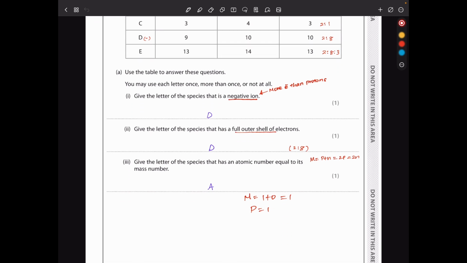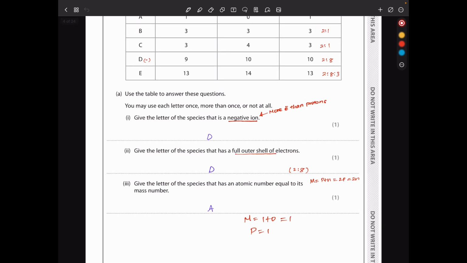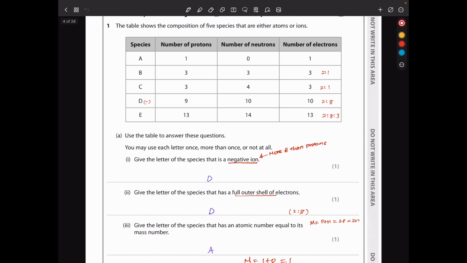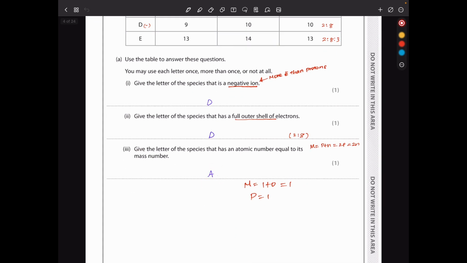And then give the letter of the species that has an atomic number equal to its mass number. Remember, mass number should be number of protons plus number of neutrons. So in this case, we can see this one here. Number of protons plus neutrons equals 1, and the number of protons and electrons are equal, which are also equal to the atomic number, so the answer should be A.